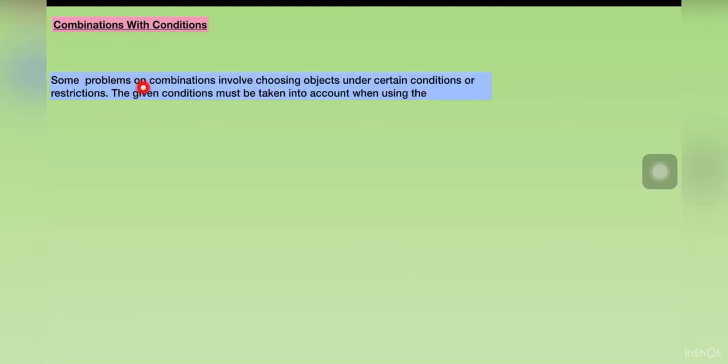Some problems on combinations involve choosing objects under certain conditions or restrictions. The given conditions must be taken into account when using the nCr formula together with the multiplication principle.